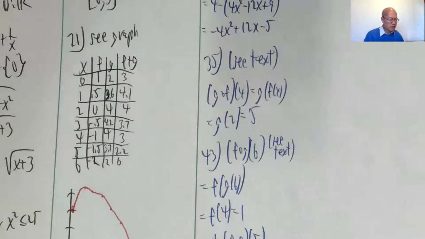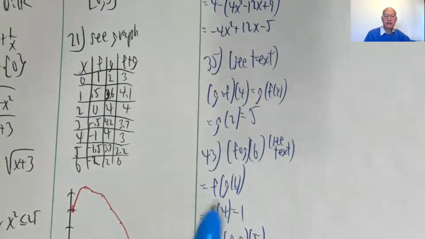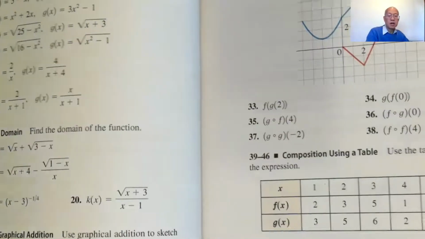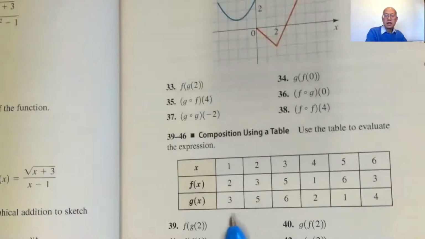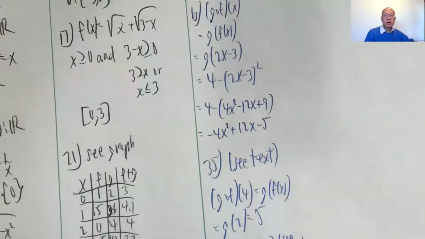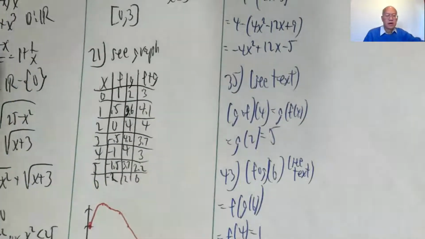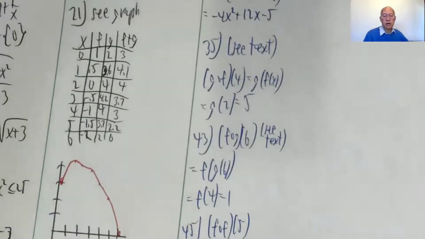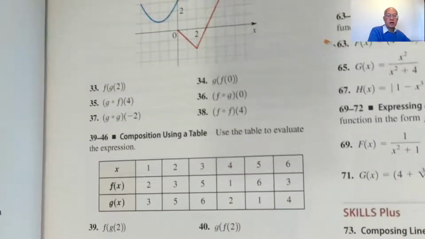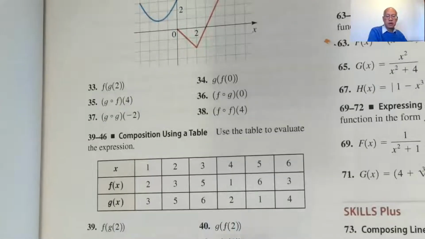And 43, f∘g of 6. See the text, so f of g of 6. g of 6 is 4. And then I do f of 4, which is 1. f of 4 is 1.